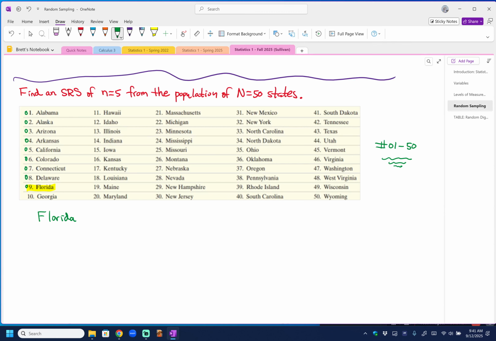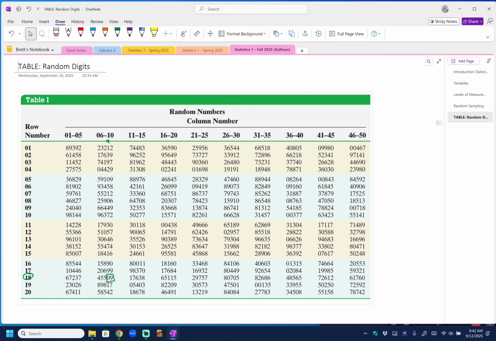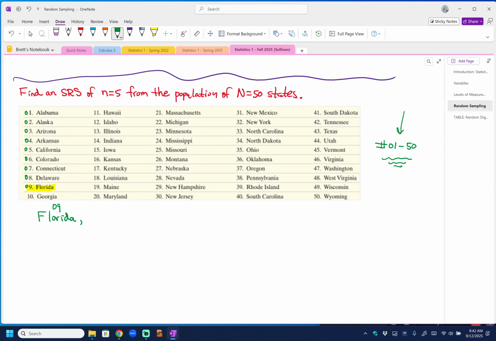Okay, so remember the process. We need to go vertically down. So the next number down is the number 17. Is the number 17 in our population of states? It absolutely is. It can be found at Kentucky. So we're going to write Kentucky as our next member of our sample.